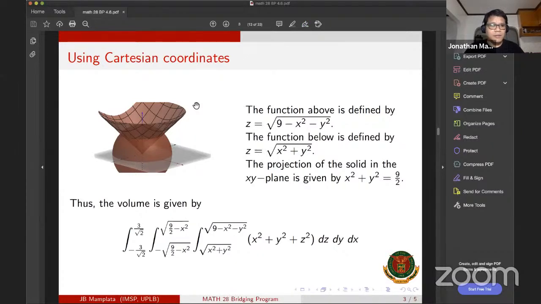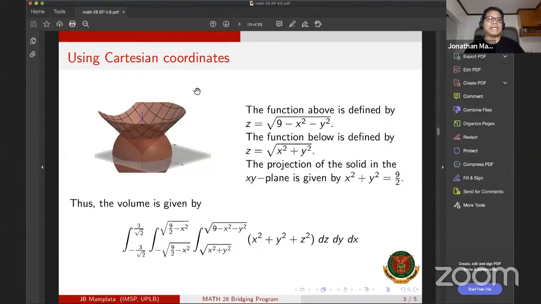Before we proceed to cylindrical coordinate system, entertain ko muna kung merong questions. Okay. So, kung walang question, we move to the next part, and that is we find the volume using the cylindrical coordinate system.